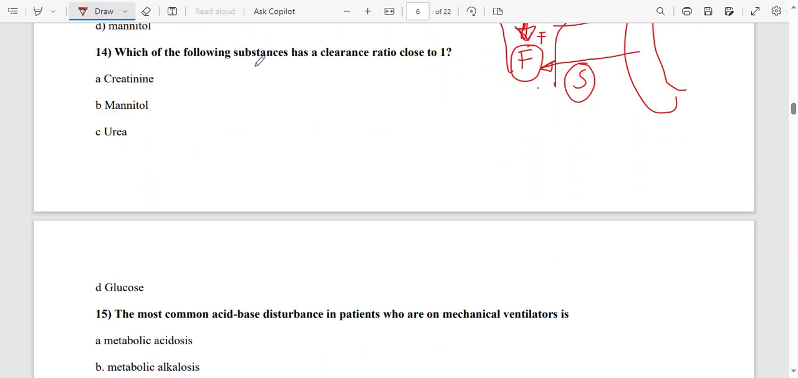Which of the following substances has a clearance ratio close to 1? Which one would you pick? Creatinine, mannitol, urea, glucose? Yeah, creatinine is going to have a clearance ratio which is close to 1.